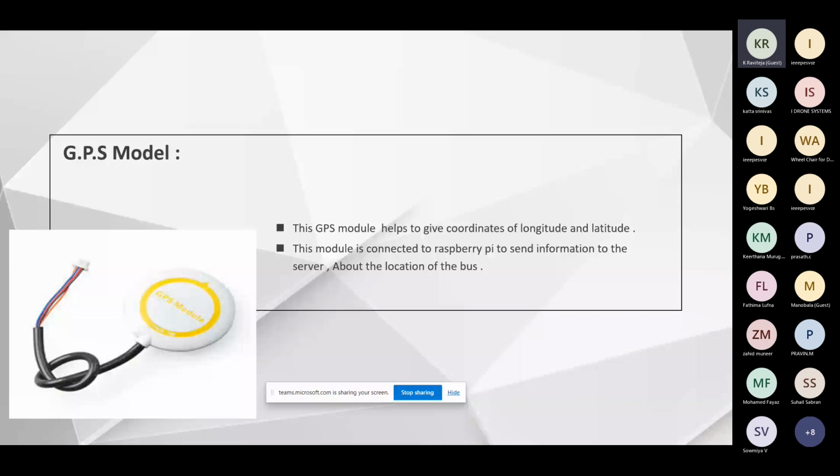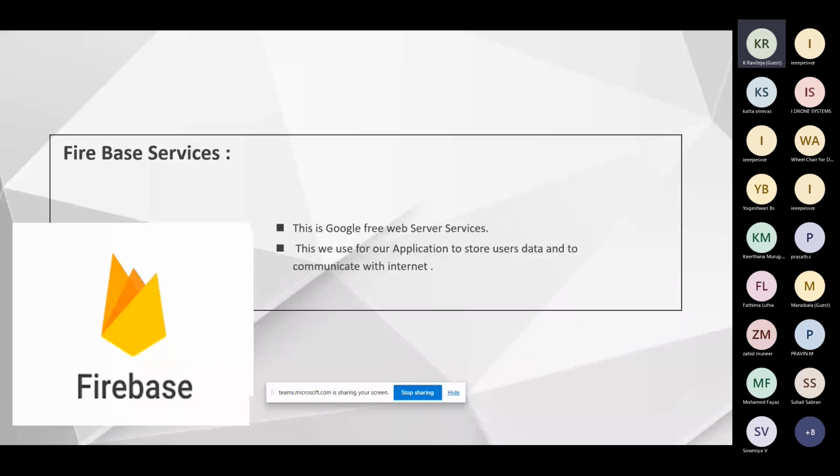Next one, the interface we use is Firebase. Firebase is a Google free web service. This application is used for data storage and communication with the internet, as well as providing easy access to the vehicle location. Next, my friend will explain the flowchart and working.